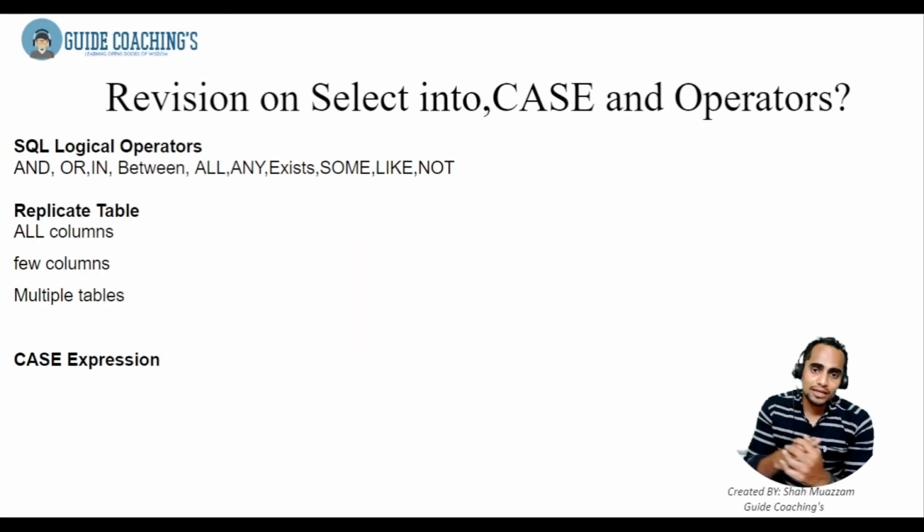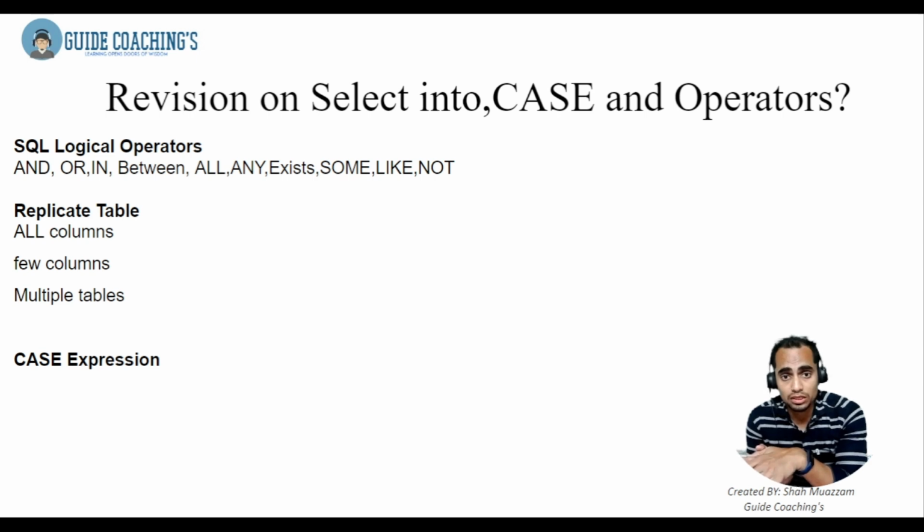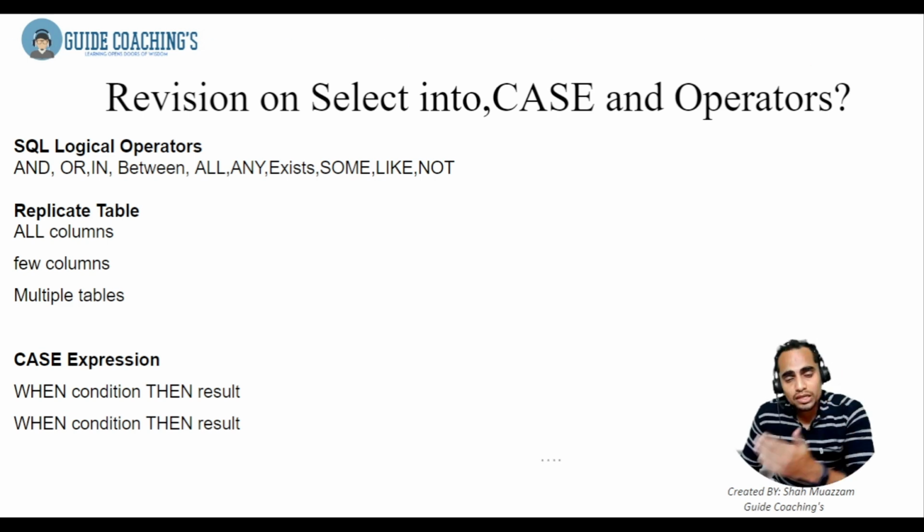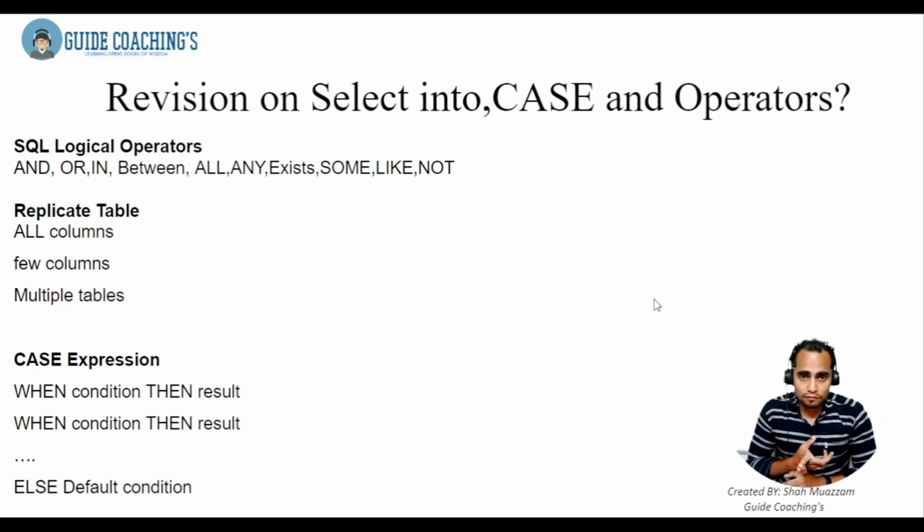Then we have seen a very important thing, that is the case expression. It is nothing but the if else conditions which we have used in other languages. We write case, then we write when, then some condition, and if that condition is true, we get the first result. If the second condition is true, we get the second result. If the nth condition is true, we get the nth result. We write the default condition as well, with else, and then the last one is the end of that case expression.